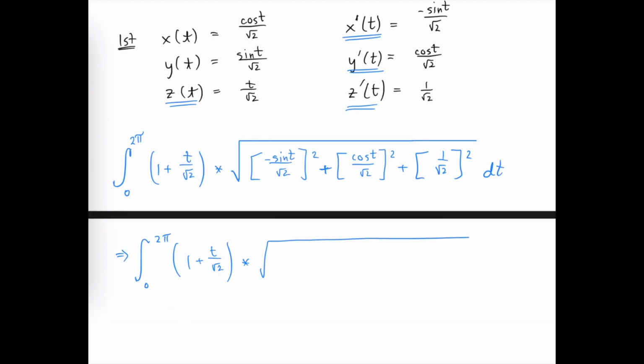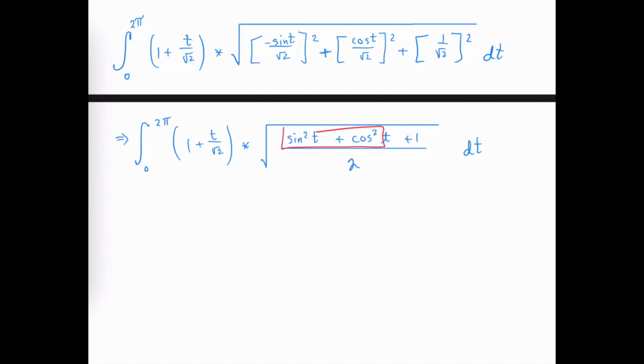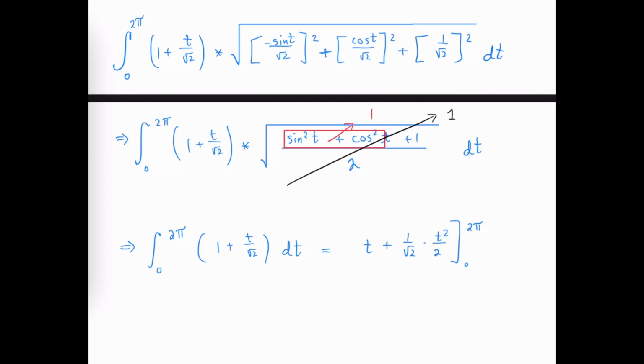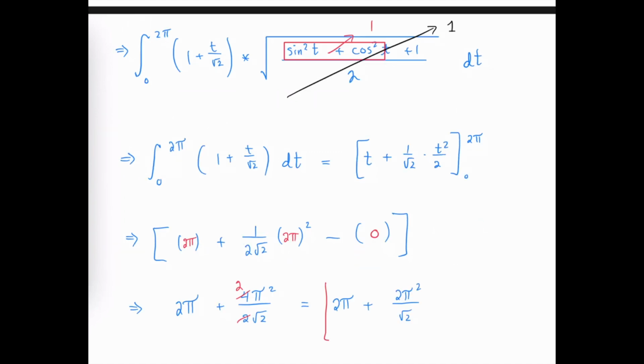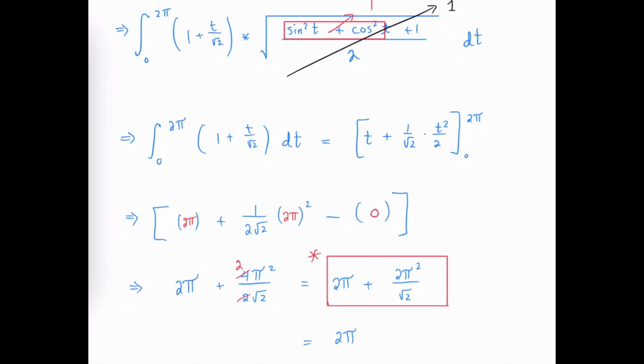So let's simplify this radicand. We see we have 1 plus 1 in the numerator here, which gives us 2 in the numerator. Over 2 is 1, so this entire radicand is equal to 1. So we're left with the integral of 1 plus t over √2 with respect to t. The antiderivative is going to be t plus that constant multiple times t squared over 2. And when we evaluate from 0 to 2 pi, we get 2 pi plus (2 pi squared) over √2, which can also be written as 2 pi plus √2 pi squared, which is the total mass of our spring.